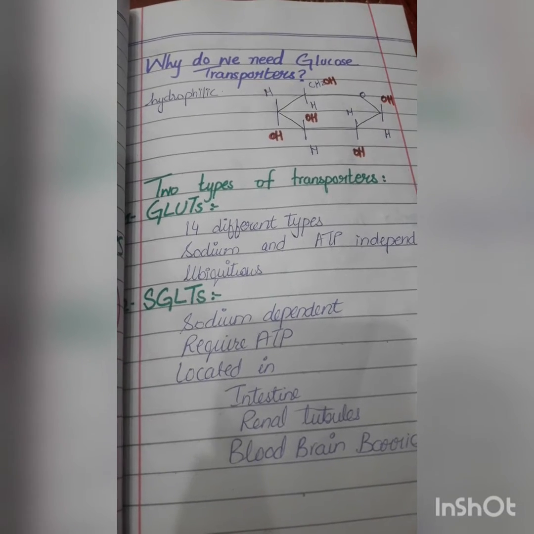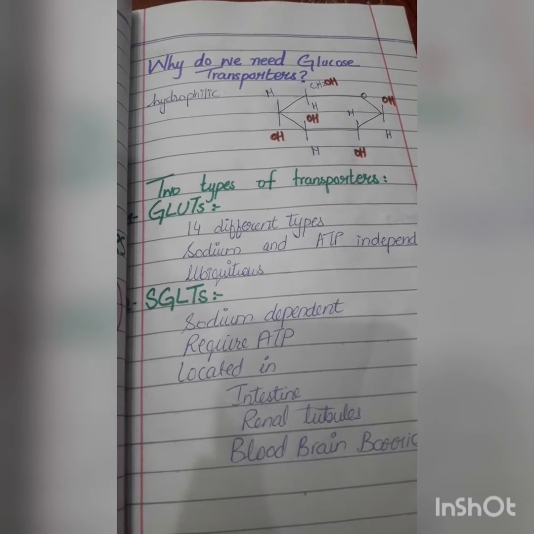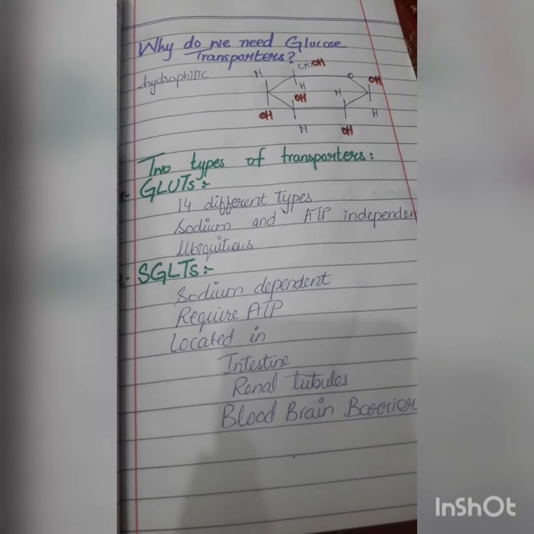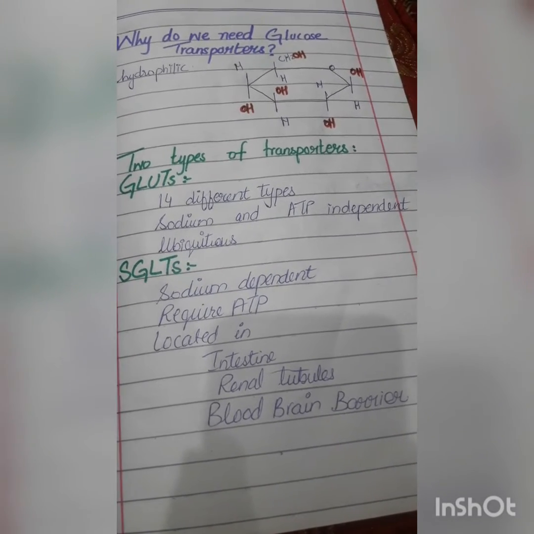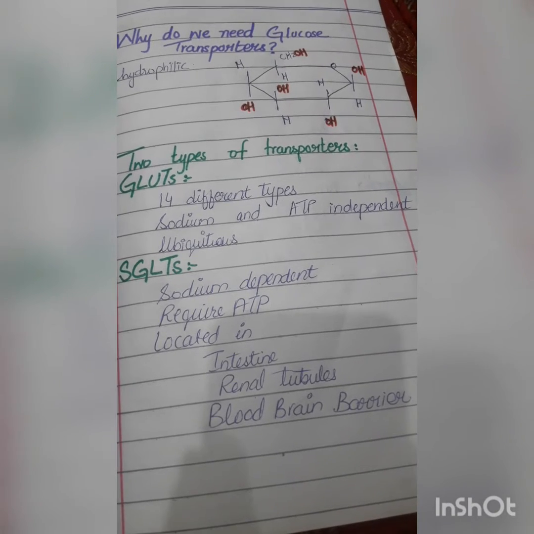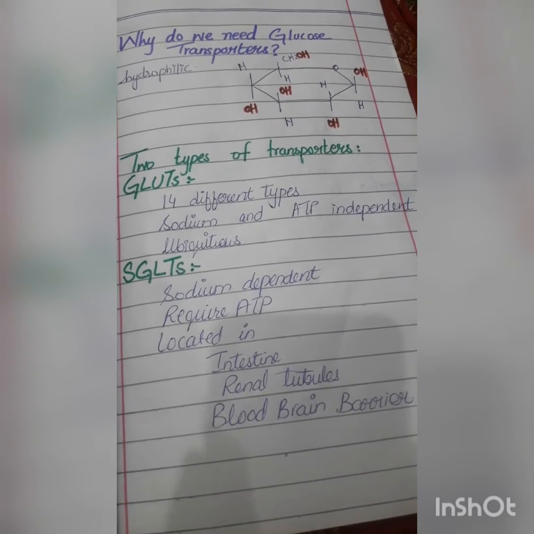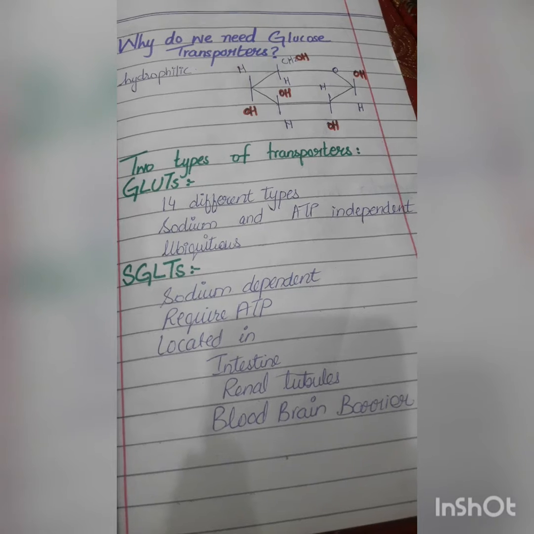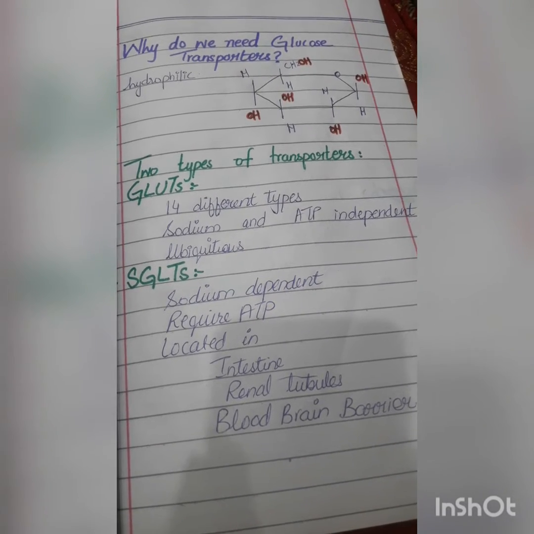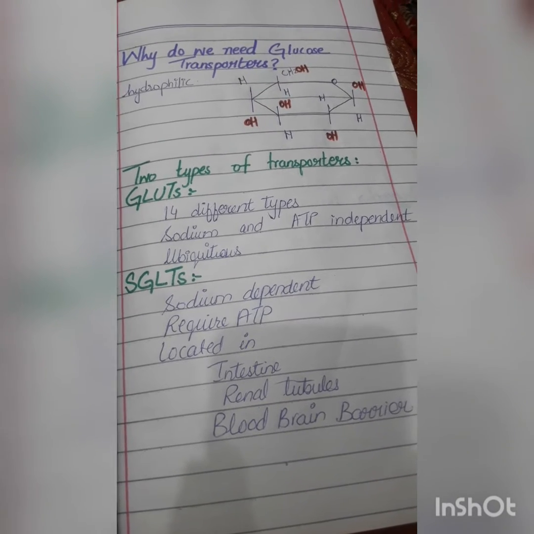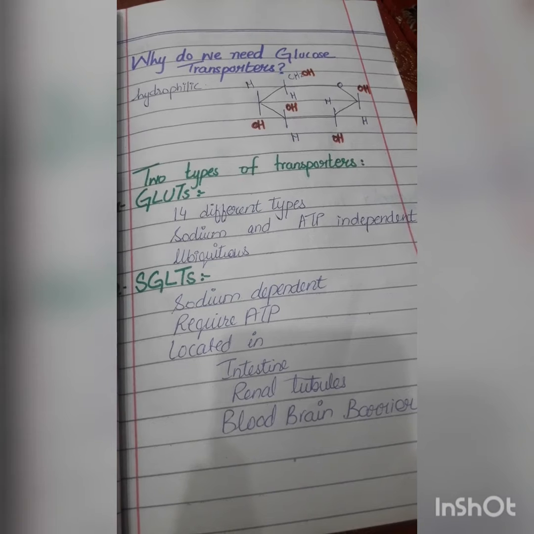There are two types of transporters, GLUTs or glucose transporters and sodium dependent glucose transporters. So actually we have 14 different types of glucose transporters. They are found throughout the body in all cell types, and the glucose transporters transport glucose across the plasma membrane by means of a facilitated diffusion mechanism. They are sodium and ATP independent.